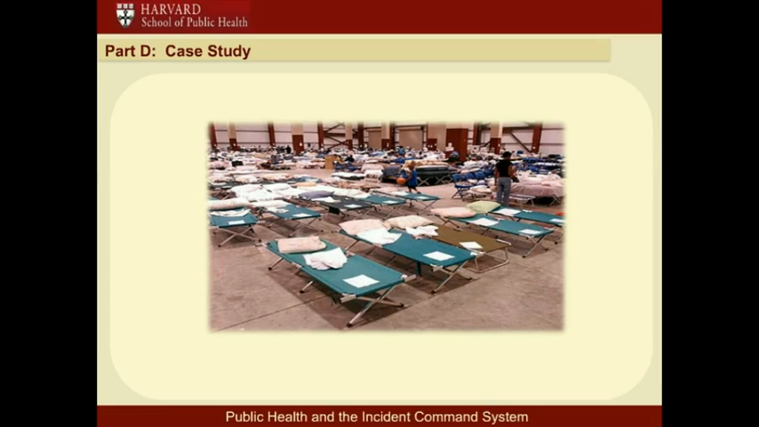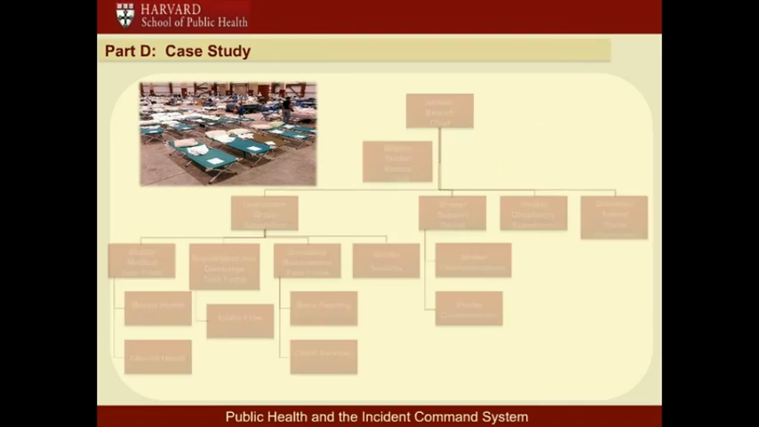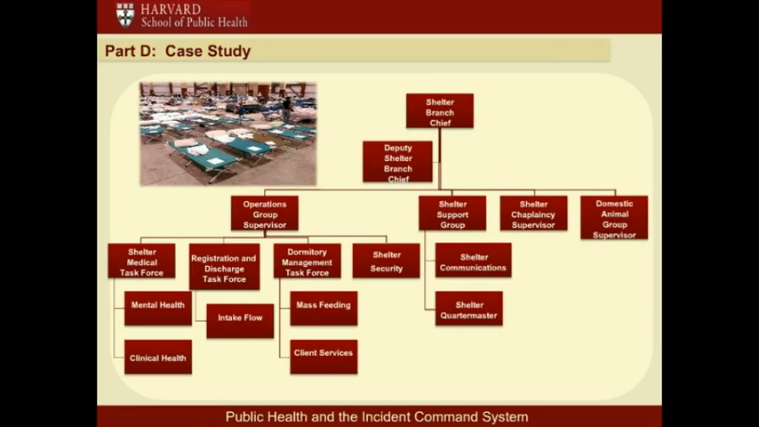Diving a little deeper into our case study, we're going to take a closer look at public health's role in the operations section, specifically as the shelter branch chief. So we have a community shelter operating, housing a number of residents, feeding them, and keeping clean drinking water and a roof over their heads. That shelter branch chief has a number of individuals reporting to them, all still within their span of control and maintaining the chain of command and unity of command that we've talked about when we talk about the incident command system. That shelter branch chief has a deputy to help manage the operations.